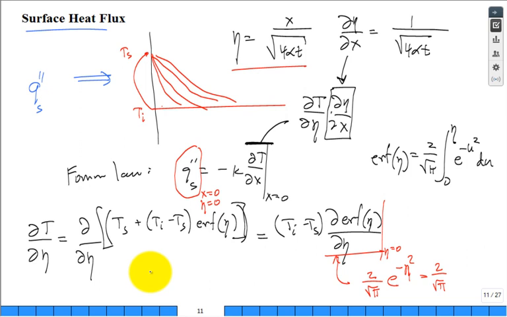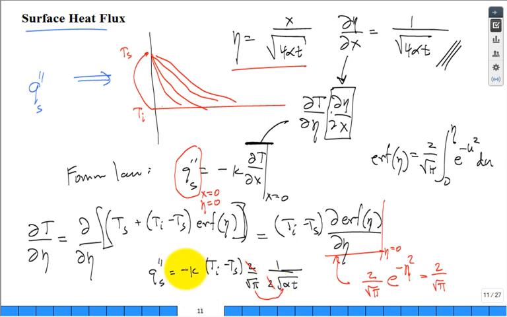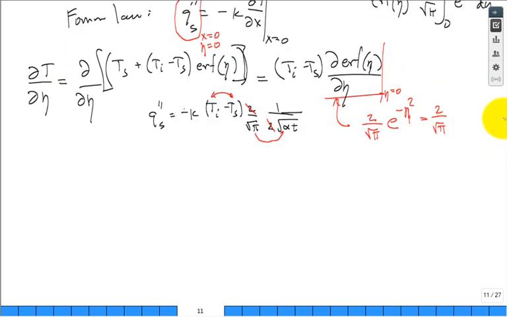But the bottom line is q double prime at the surface is equal to minus k times Ti minus Ts. You pick up the 2 over the square root of pi, and you pick up 1 over 2 square root of alpha t from this part right up here. So the 2's cancel, the pi can come inside the square root, and this minus sign, you switch the order of those. Here's the final bottom line.